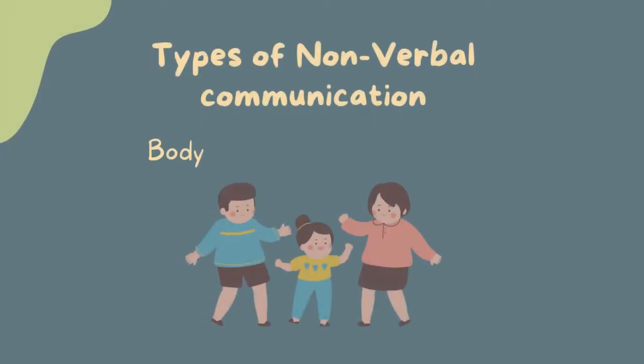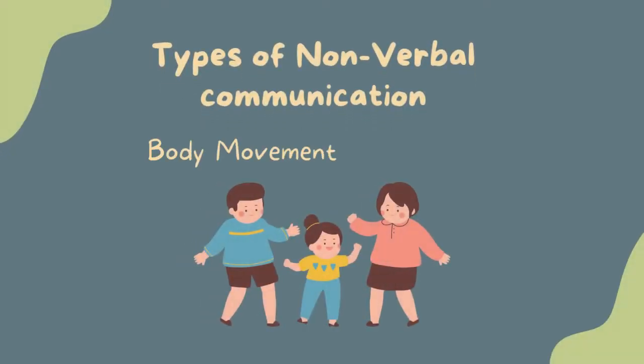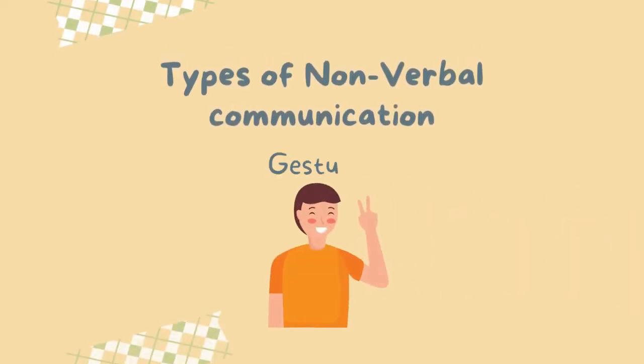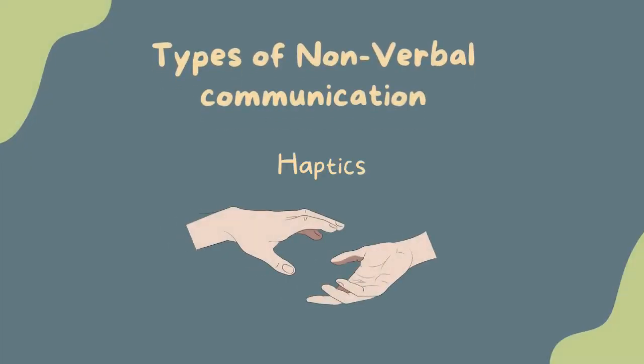Number 3. Body movements and posture. These are considered as an important type of nonverbal communication because the way you stand and hold your body also sends messages. Number 4. Gestures. Gestures are the movements that you make with a part of your body, especially your hands. Number 5. Haptics. Haptics is also known as touching.